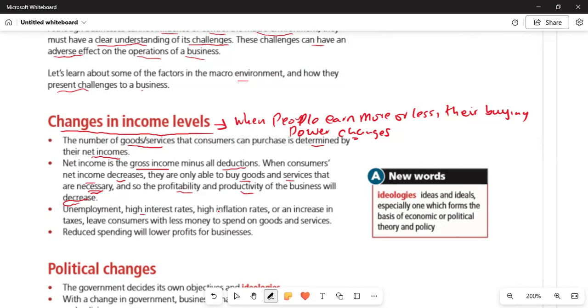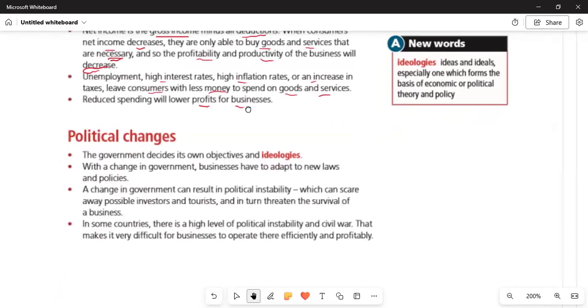Unemployment, high interest rates, high inflation rates, or an increase in taxes leave consumers with less money to spend on goods and services. If people find themselves without jobs, they're not going to have income, so they're not going to buy. That is going to affect the business. Even when interest rates are high, that affects it, as does inflation. Reduced spending means lower profits for business. Now let us move on to another challenge in the macro environment.